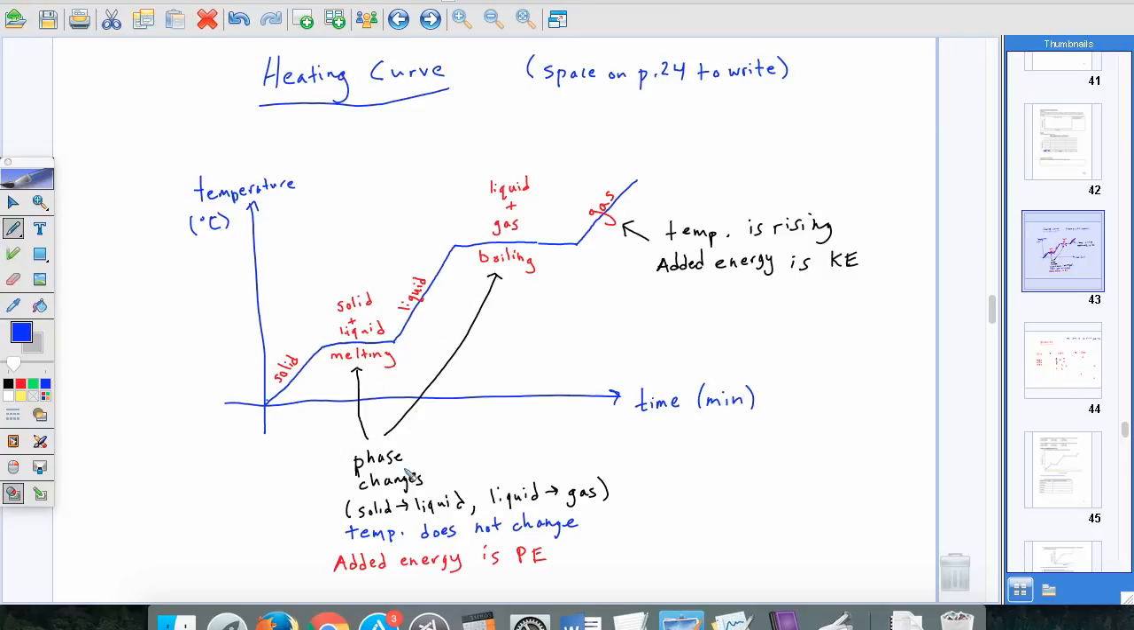Alright, so again, in the phase change area, the temperature does not change, so no change in kinetic energy. But the energy that we're adding in becomes potential energy. We're adding potential energy in these phase changes. So no temperature change, we're just adding potential energy.